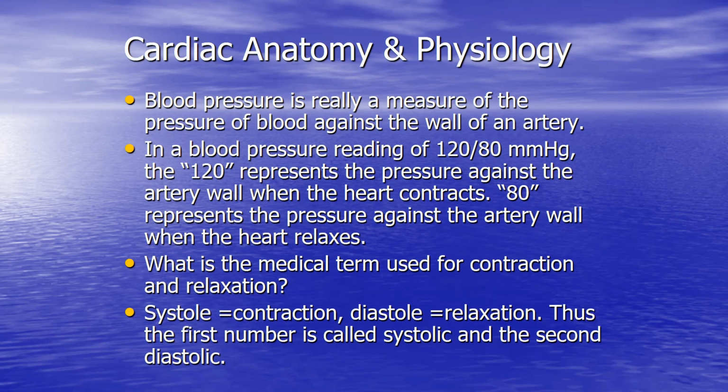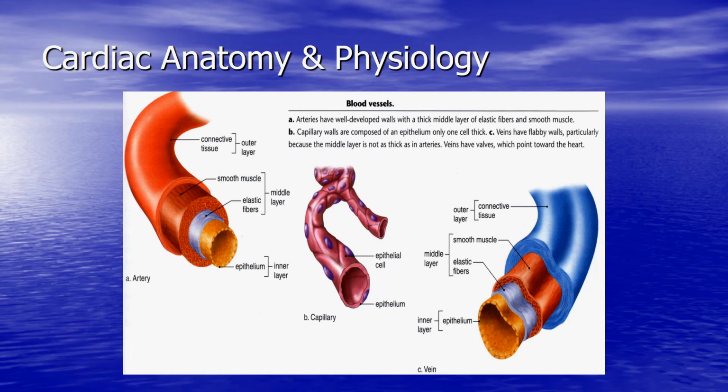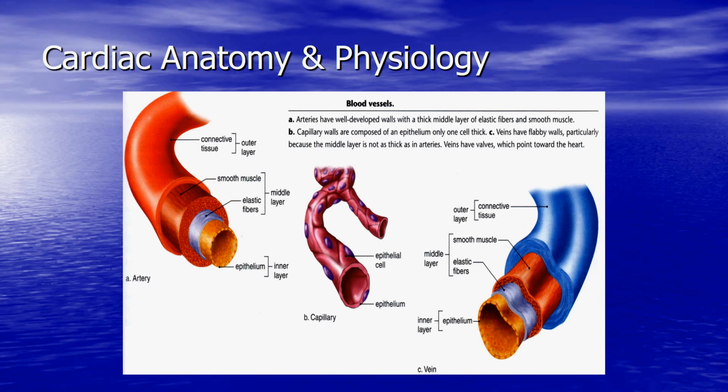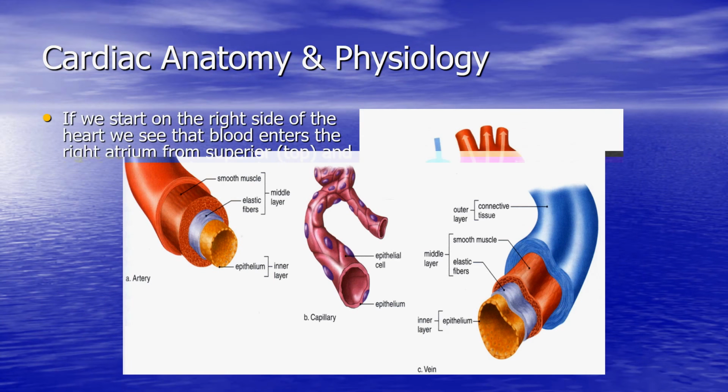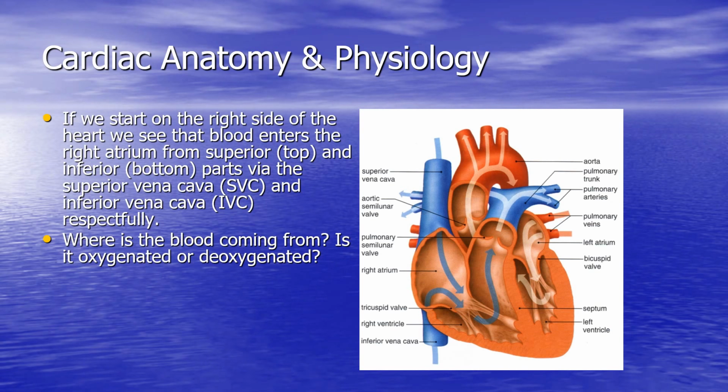Here's an excellent picture showing you the difference between an artery, capillary, and a vein. Now, capillaries are microscopic and they're exchange vessels. Without capillaries, we couldn't exchange oxygen for carbon dioxide and nutrients for waste. You see the thickness of the artery wall, and you see also the difference between an artery and a vein. So again, I encourage you to remember that veins bring blood back to the heart and arteries take blood away from the heart.